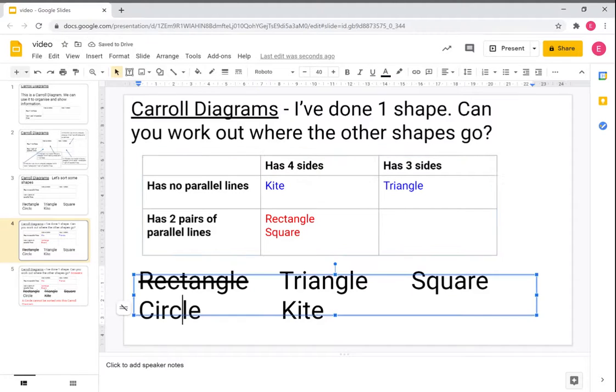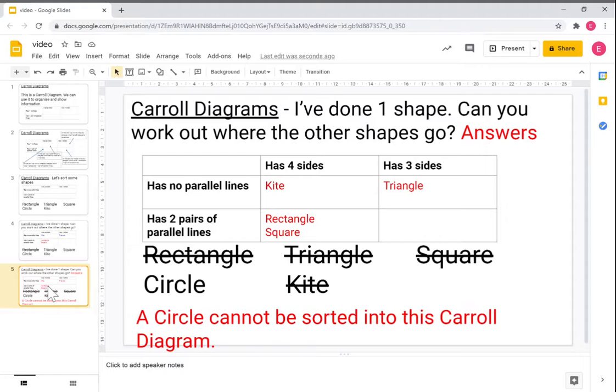And lastly, we have a circle. This doesn't fit into any of the boxes because it doesn't have 4 sides, it doesn't have 3 sides. So it can't go into either of these boxes, even though it's got no parallel lines. And it doesn't have 2 pairs of parallel lines. So, as I said, a circle cannot be sorted into this Carroll diagram.